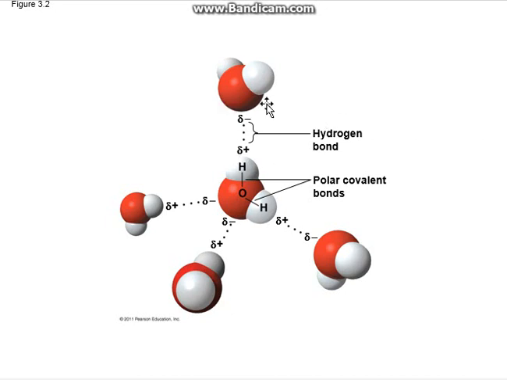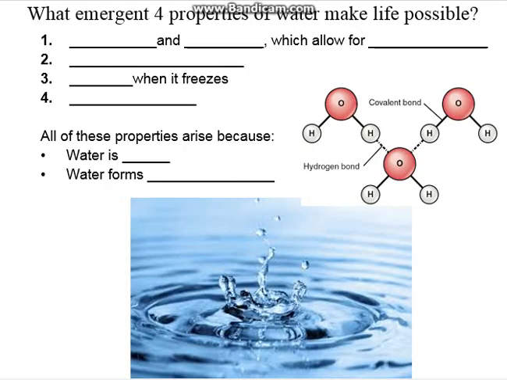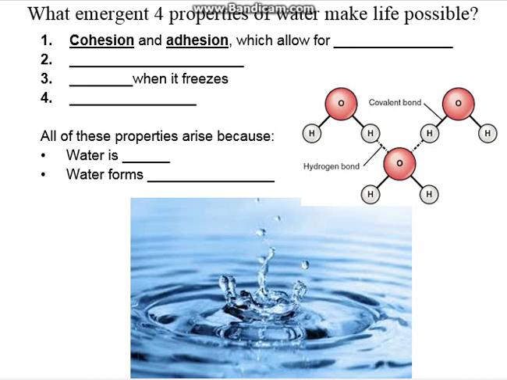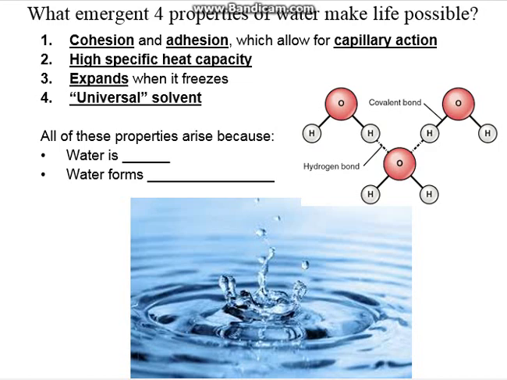Here's a hydrogen bond between a partial negative and partial positive charge between two waters. So let's go ahead and get started with the lecture. What four emergent properties of water make life possible? Cohesion and adhesion, which allow for capillary action, high specific heat capacity, it expands when it freezes, and it's considered the universal solvent. These are the four properties that make life possible. All of these properties arise because water is polar.